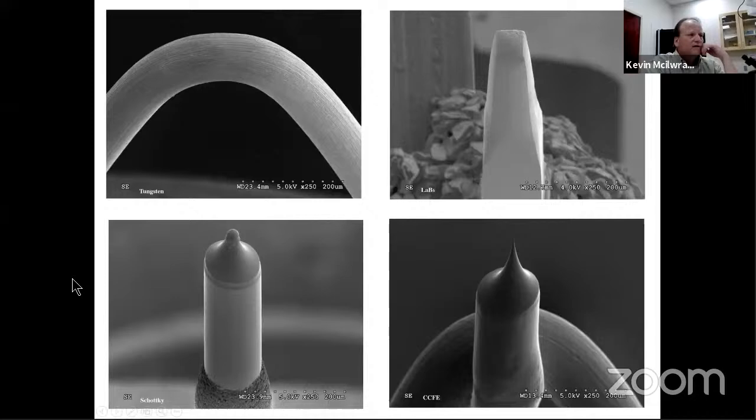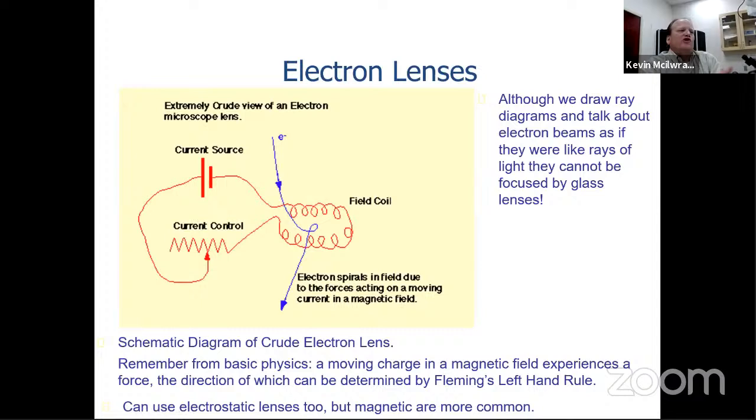Now, as far as electron lenses, here's just a crude view of what an electron lens is made up of. We have a current source, current control, and then a coil. Electrons will spiral in this field, and we can't use glass lenses to control this, so we use electromagnetic lenses.